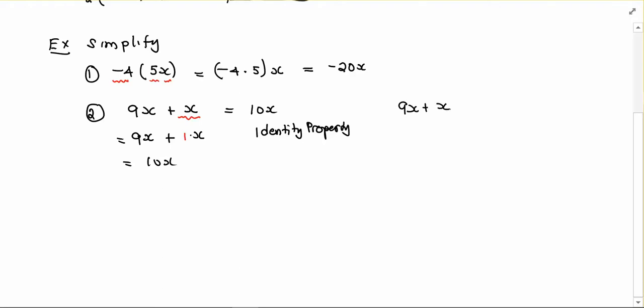So here is our problem. And I said just a moment ago that this is the same as saying 9x plus 1x. So another way to approach this is to say, combining like terms. You probably heard that phrase. So combining like terms, right? And that is exactly what you're doing.